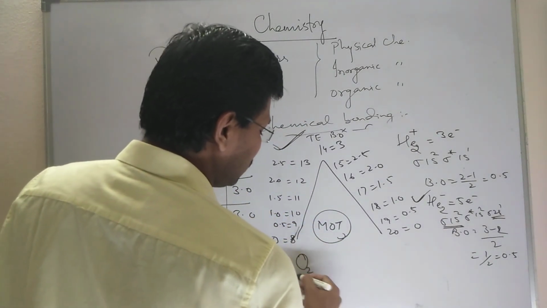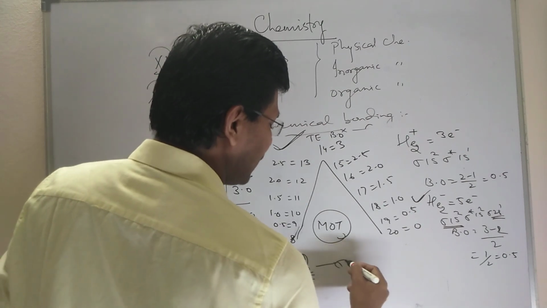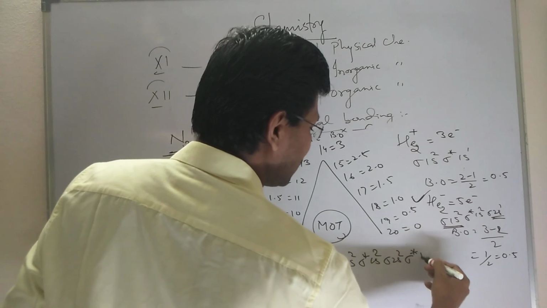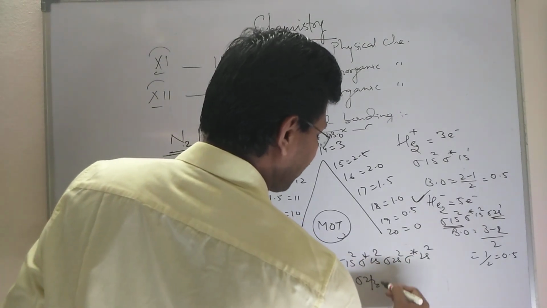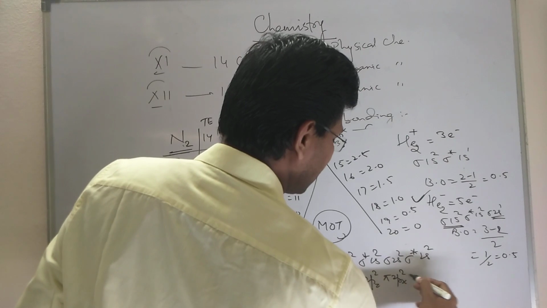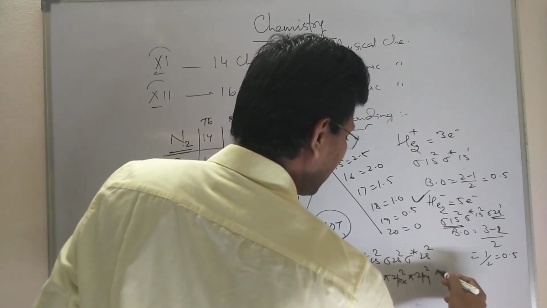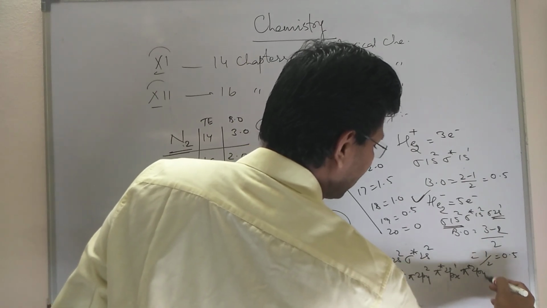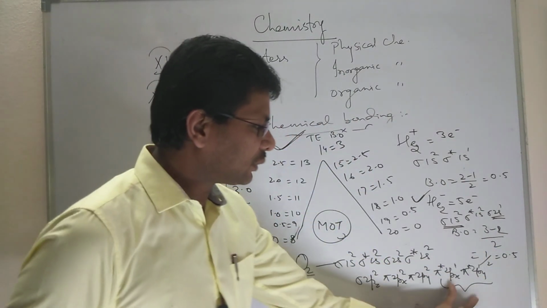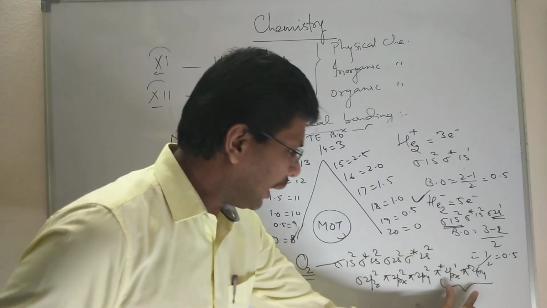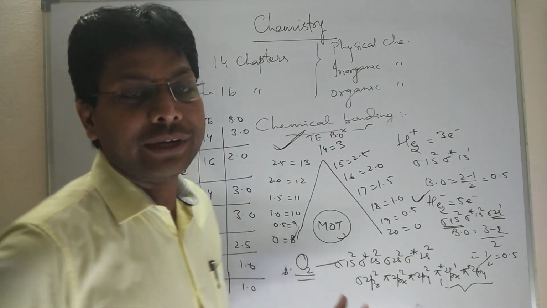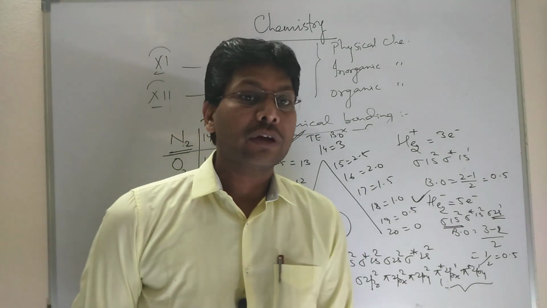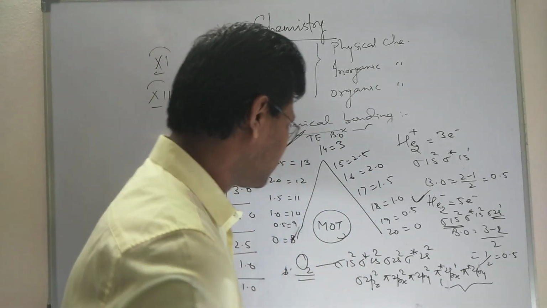If they ask you for O2, how to write the configuration, you can write sigma 1s2, sigma star 1s2, sigma 2s2, sigma star 2s2, sigma 2pz2, pi 2px2, pi 2py2, pi star 2px1, pi star 2py1. Due to the presence of unpaired electrons in antibonding molecular orbitals, O2 is paramagnetic. The paramagnetic nature of O2 was explained by molecular orbital theory, but it was not explained by valence bond theory. So you have to keep that in mind.